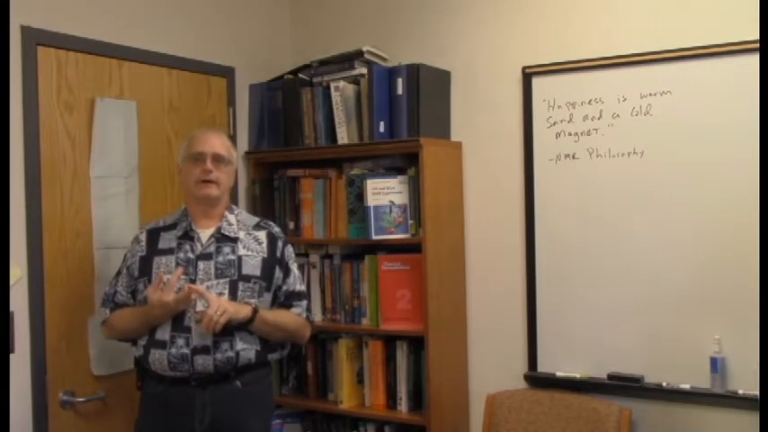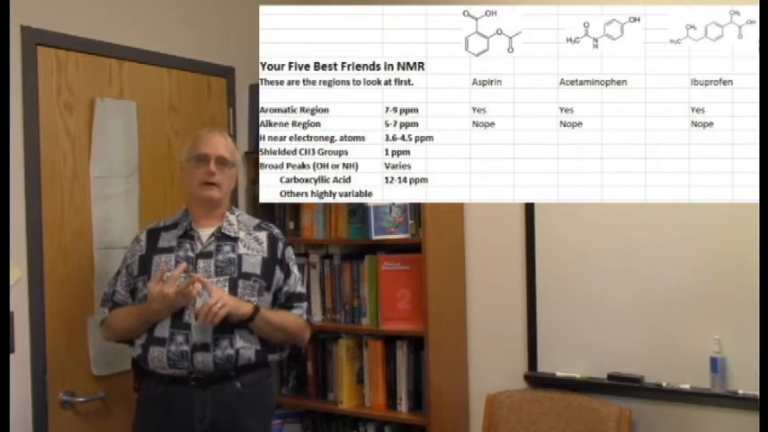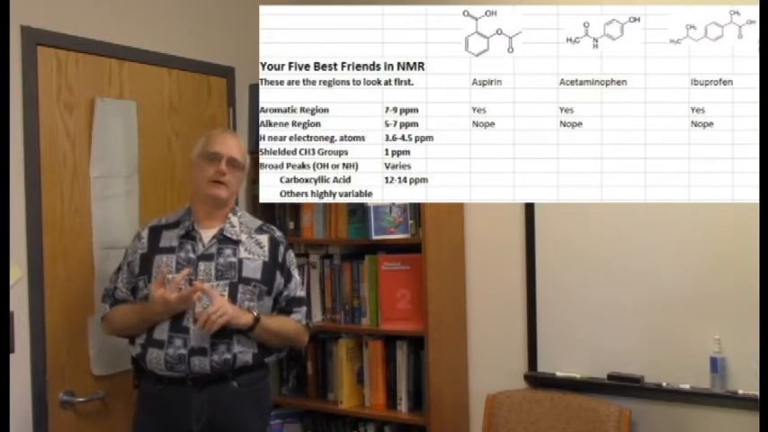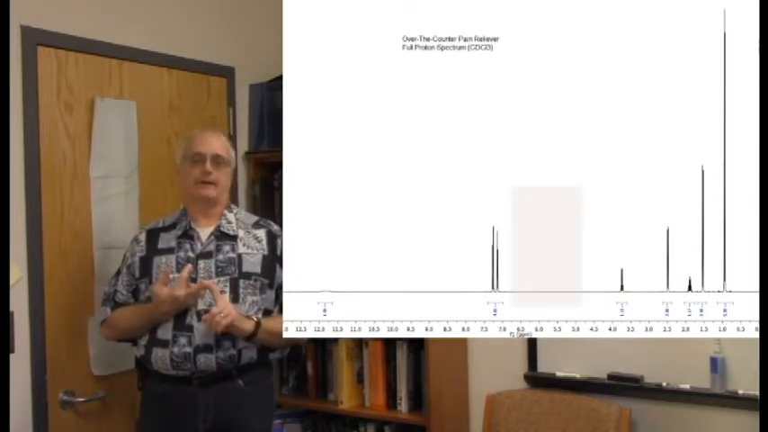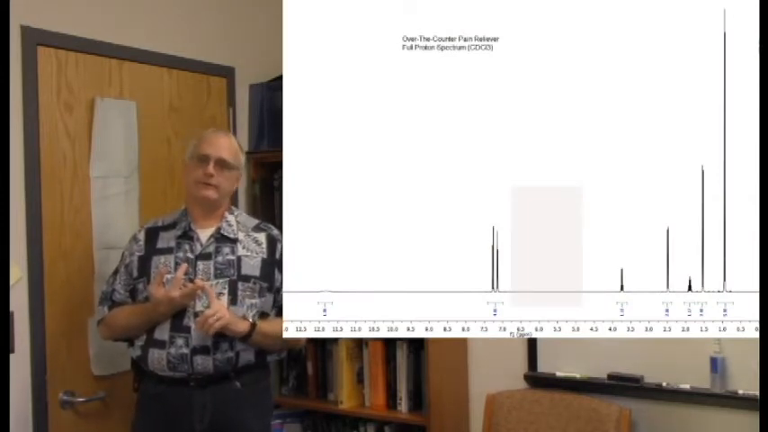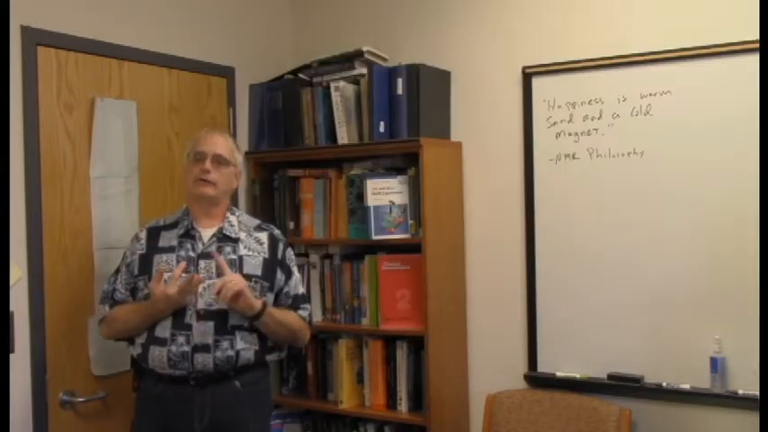Alkene region, okay, the area around 5 to 7 ppm. Now, none of our molecules is an alkene, and we look at the 5 to 7 ppm range, and sure enough, we don't see anything in there. Doesn't tell us, again, which one our molecule is, but it is consistent. So far so good. On to our 3rd best friend.